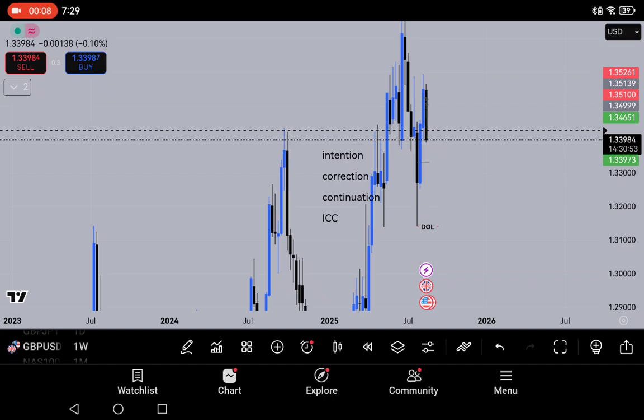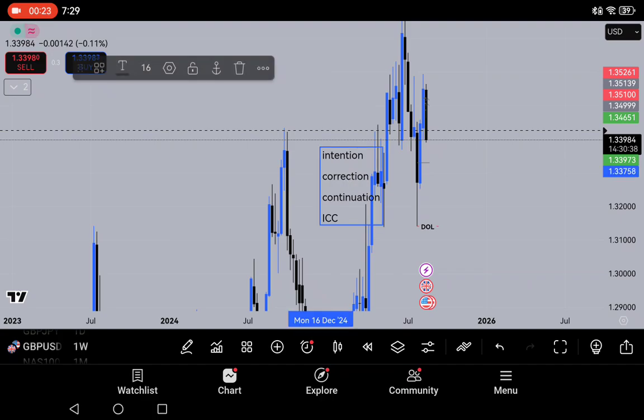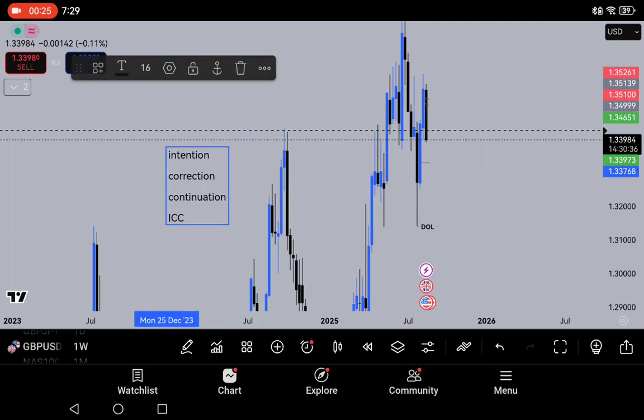So this time around, I'm going to be breaking down my trading strategy, which is ICC. ICC: I means intention, C means correction, the other C means continuation. That's ICC. You can see it here very good.